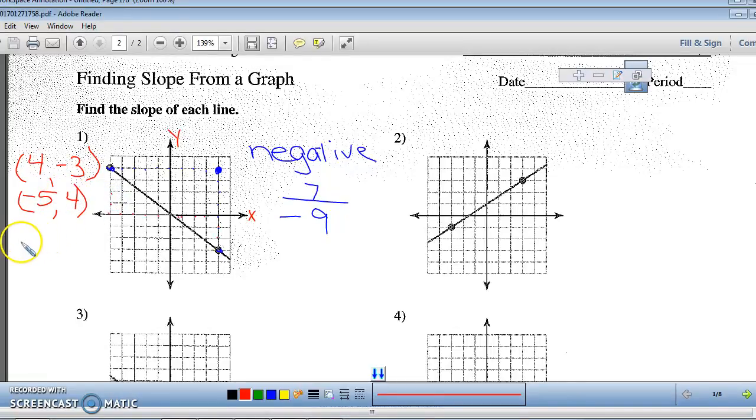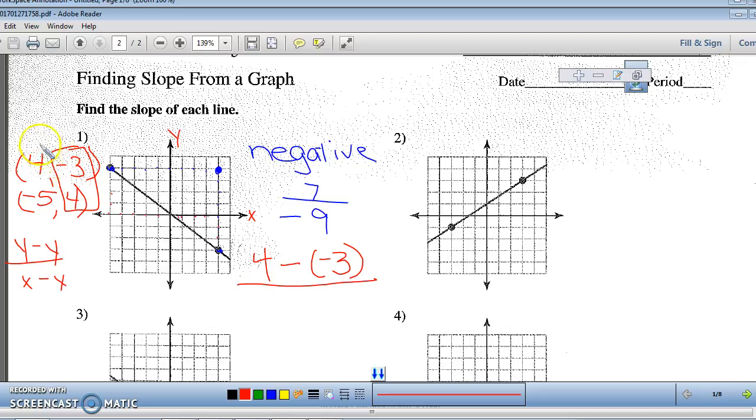So finally, I'm going to do y minus y over x minus x to find the slope, and I should end up with this same answer. So just checking my answer, taking the y's, 4 minus negative 3 over, and we have to go in the same order. So since this was my first number, this should be my first number. So x minus x.